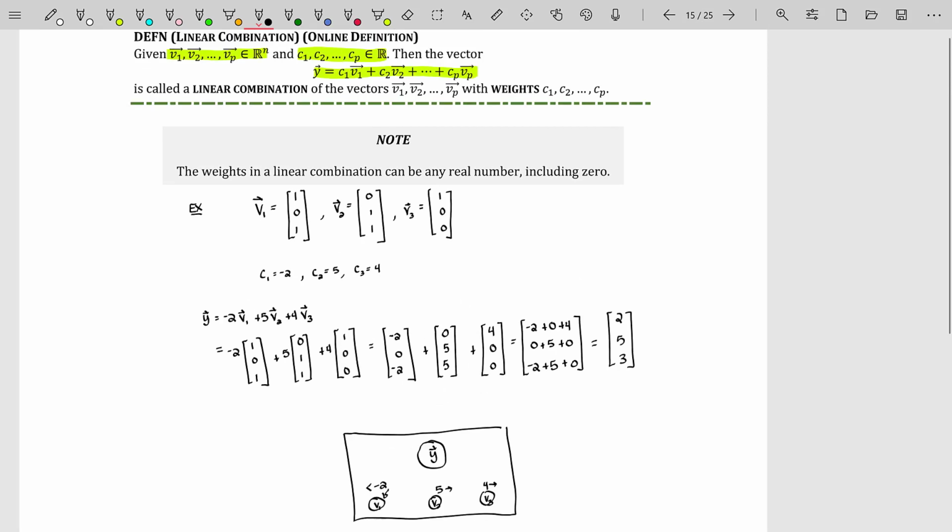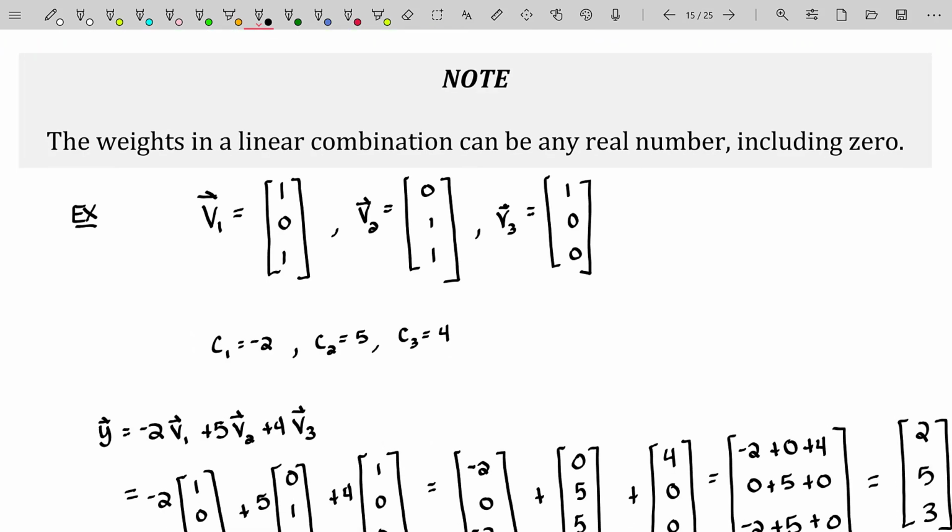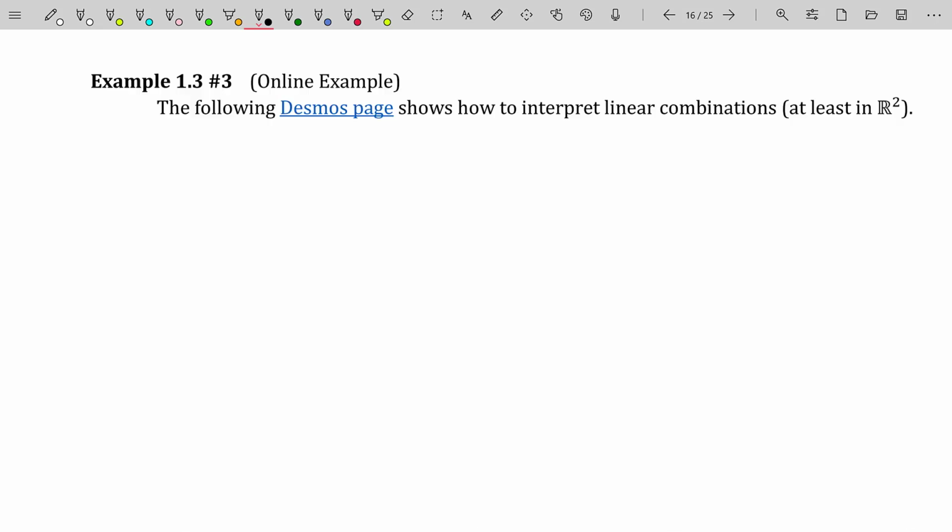But the most important thing for now is to note, whenever you have the sum or difference of vectors, and that sum or difference will always have scalar coefficients, whether they're ones or zeros or negative numbers or positive numbers, fractions, decimals, doesn't really matter. That summation is called a linear combination. And those scalars, the coefficient scalars, are called the weights of that linear combination. And as you can read right here in the note, the weights in a linear combination can be any real number, including 0. Now, before we go into a lot of other theory on linear combinations, let's get a visual of them by hopping over to Desmos.